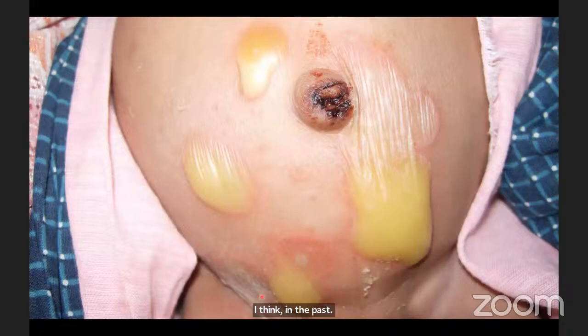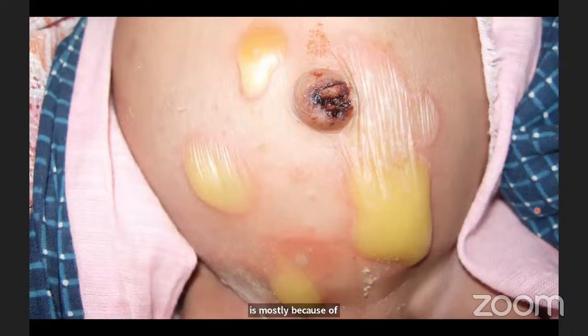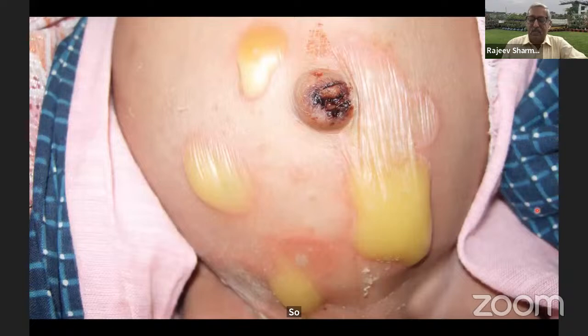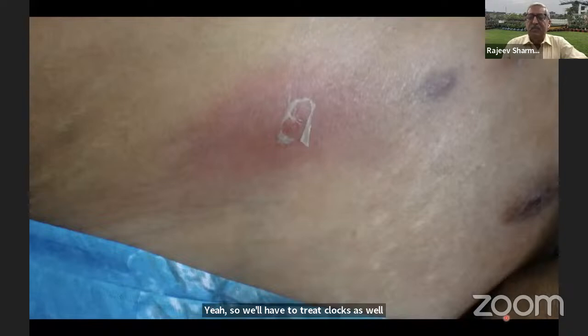So this patient would require injectable antibiotic. So, it is mostly because of staph? Staph. Yeah, so we'll have to treat with cloxacillin. Right, sir. So, this is a patient with ecthyma, a deeper form of infection. So, topicals alone will not work. You will have to give a systemic agent along with topical, either a fusidic acid preparation or a mupirocin.